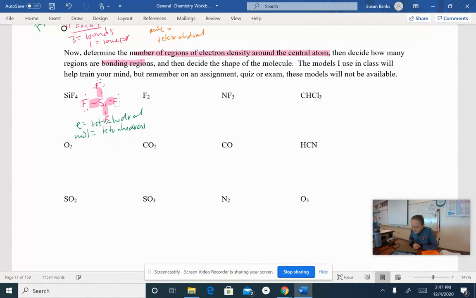Okay, fluorine. Fluorine, this is our Lewis structure. Now, I only have 2 atoms, so I have no center atom. So the only thing I can do here is linear. No center atom to even worry about here. Okay, nitrogen trifluoride. Here's our Lewis structure.